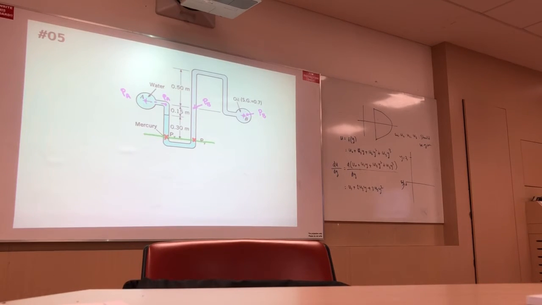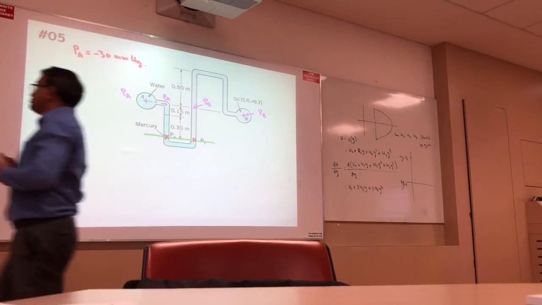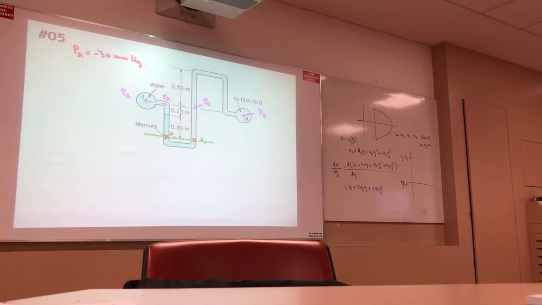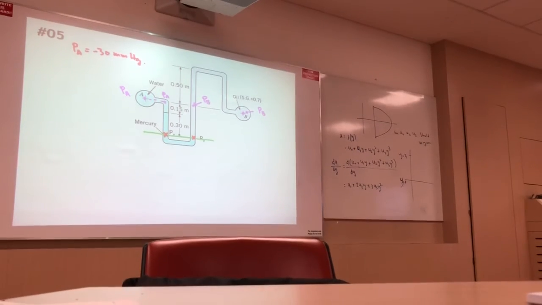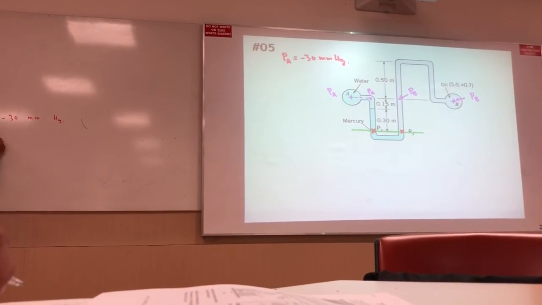Correct? So what is the value of pressure P1? It is given here: minus 30 millimeter Hg. You have to understand the meaning of this. What is the meaning of this? I am writing here: PA minus 30 millimeter Hg. What is the pressure equation?